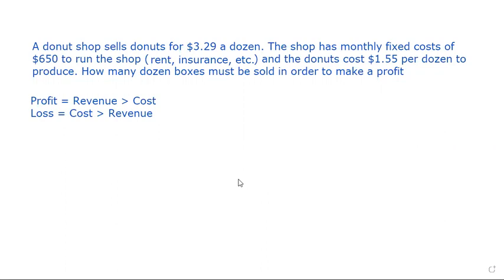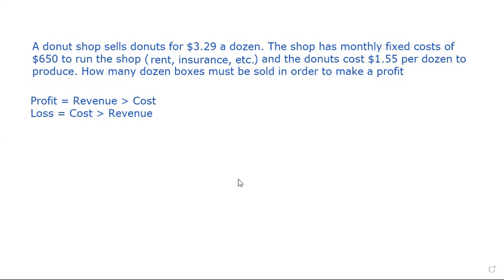A donut shop sells donuts for $3.29 a dozen. Basically, each box costs $3.29. Now, the shop has monthly fixed costs of $650 to run the shop. That includes the rent, the insurance, lease, etc. And the donuts cost $1.55 per dozen to produce.